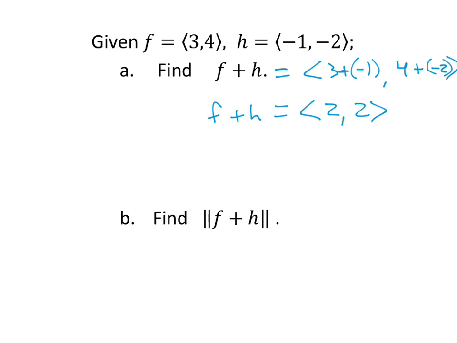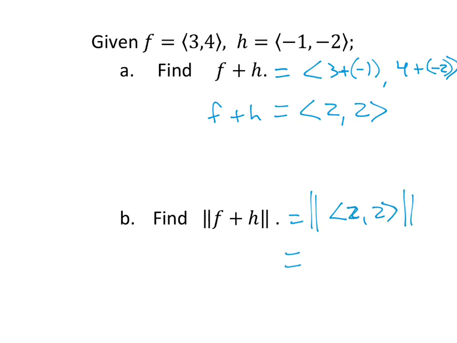But let's move on to the next part, which is part B, where you're supposed to find the magnitude. Remember, the vertical lines around it mean get the magnitude of that. So where you have f plus h, it's 2, 2. So really, we're just getting the magnitude of 2, 2. Hopefully I haven't forgotten since yesterday how to get magnitude.